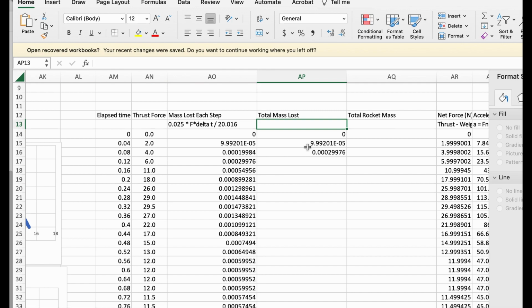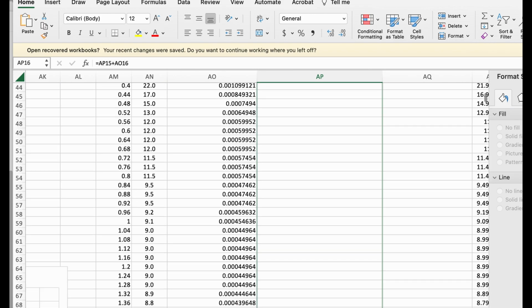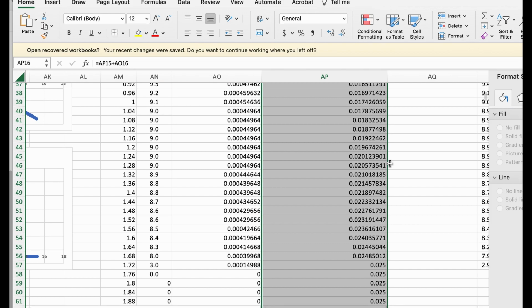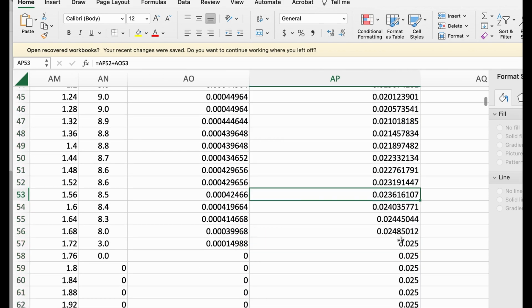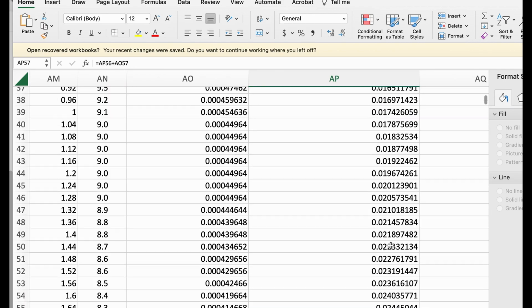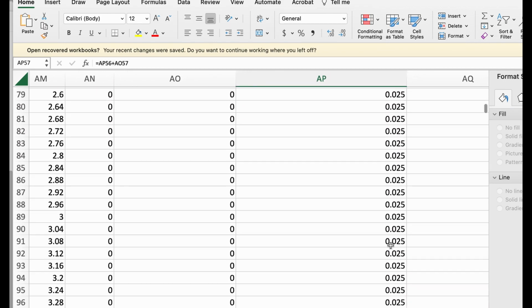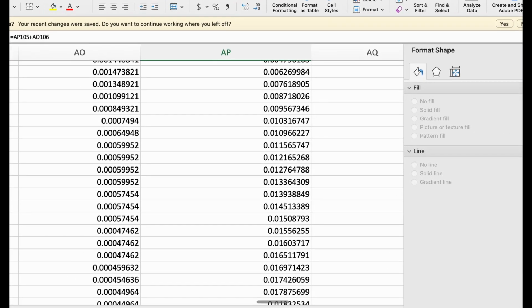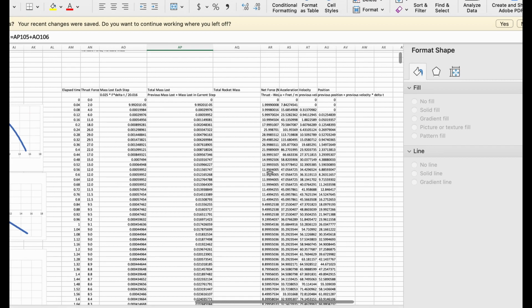And then here for the total mass lost, I just did previous mass lost plus mass lost in current step. Let's see if it works out. It works out perfectly. Wow, okay. Yeah, we get right up to 0.025 lost after the whole thing is done. That's pretty cool. Okay. Now we can just let it propagate through. We shouldn't really have to change much.